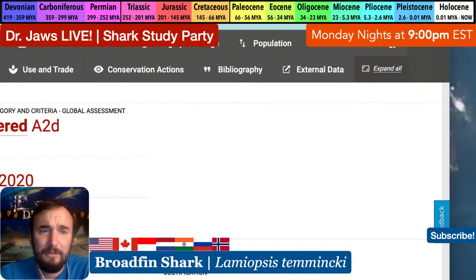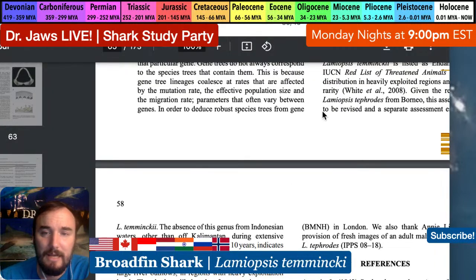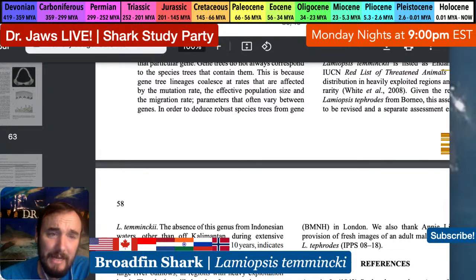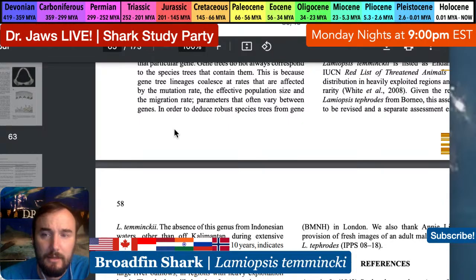Bonnethead shark was updated from least concern to endangered. Hammerhead sharks, scalloped and great, were updated from vulnerable to critically endangered. So all that to say, if the Broadfin shark didn't change status in 2020, it might not be as bad as this article is describing. So endangered is still bad.